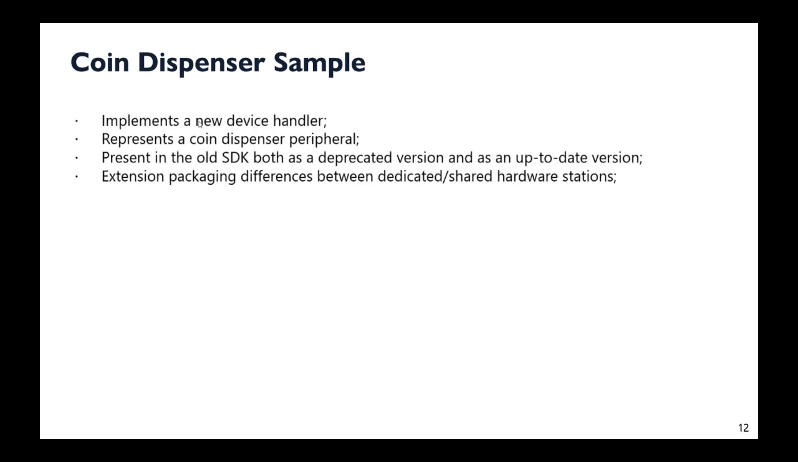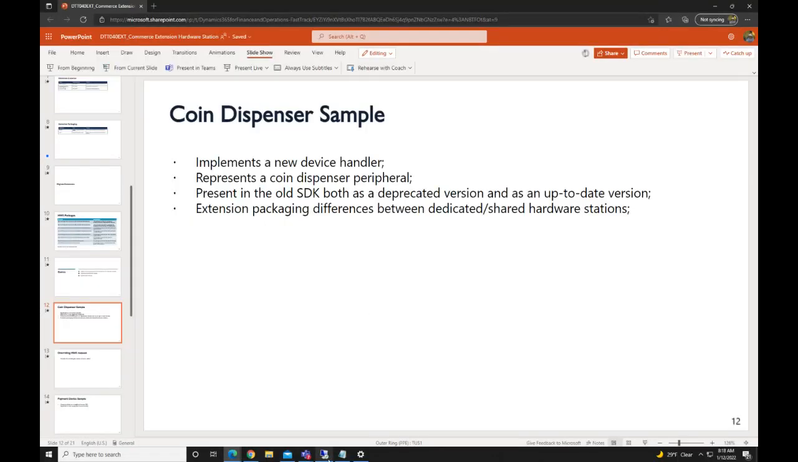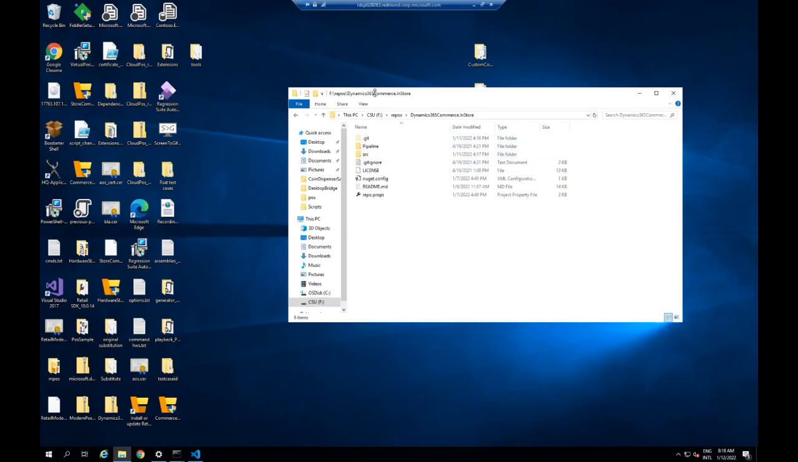The first one is the coin dispenser sample, as I said previously. So this ends up implementing a new device handler that represents a coin dispenser peripheral. As I said, it's present in the old SDK, both as deprecated and up-to-date. And as part of this demo, I will also show some of the extension packaging differences between the dedicated and the shared hardware station. So without further ado, let's go to my environment.